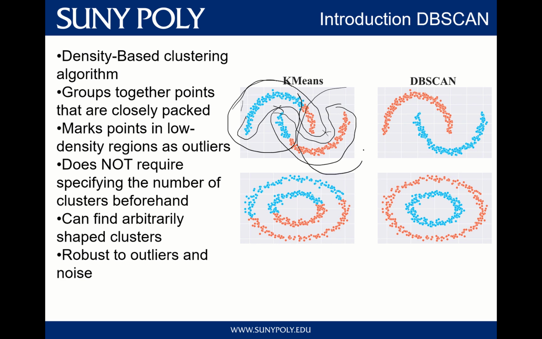The second one will pick something like this. We have a second figure, like this one, where we have two circular figures. So k-means will do the same. It's going to pick this and this.